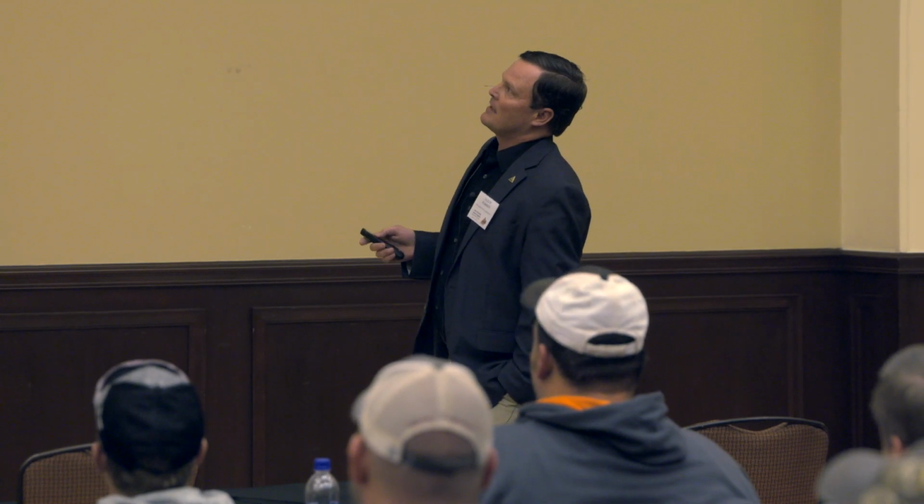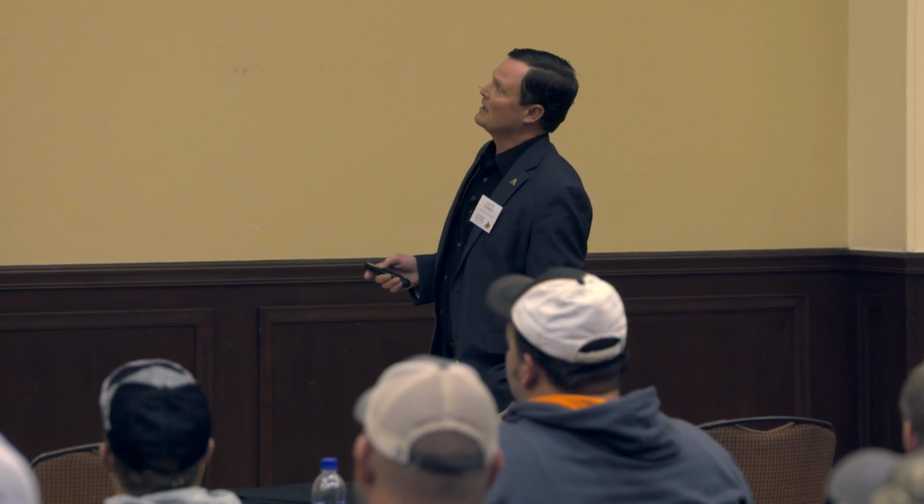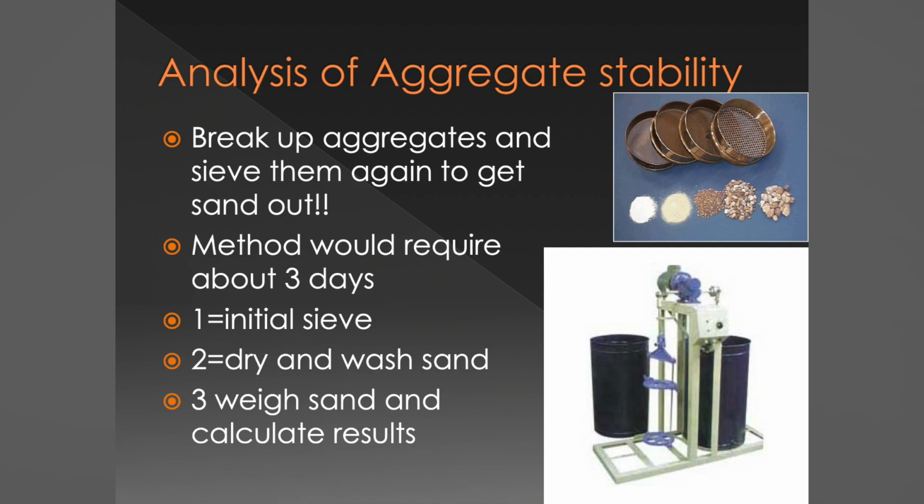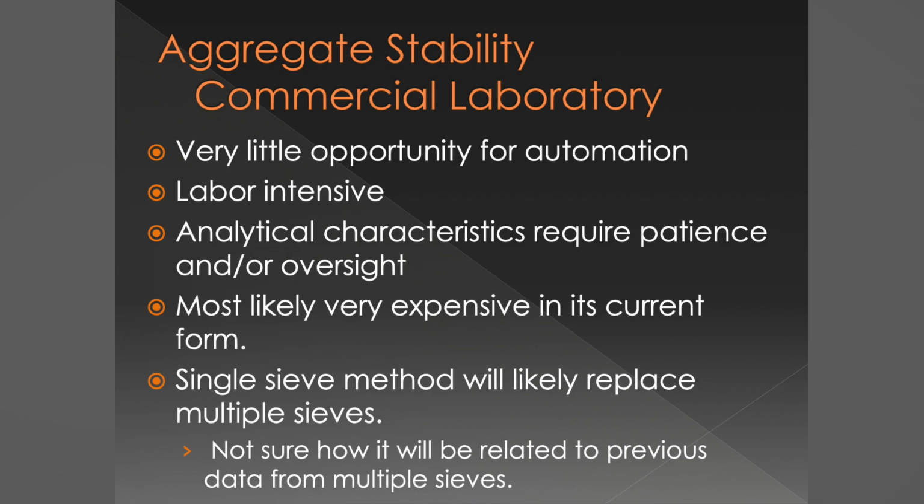But anyway, you break up the aggregates and sieve them: 1 day is for initial sieving, 1 day is for drying and washing the sand, and then 1 day is to weigh the sand and calculate the results. This is how research guys do it. This is the method proposed under the current NRCS guidelines, and it's going to be very expensive. Although if you want to send samples to Cornell in New York, they'll do it for $20, and they're losing lots of money on that deal, I can guarantee you. But $20 for that is cheap.